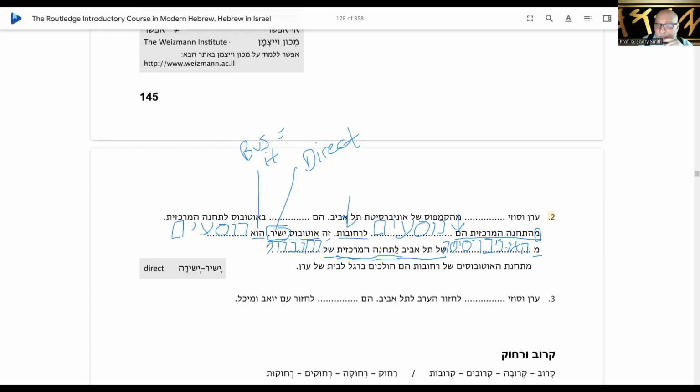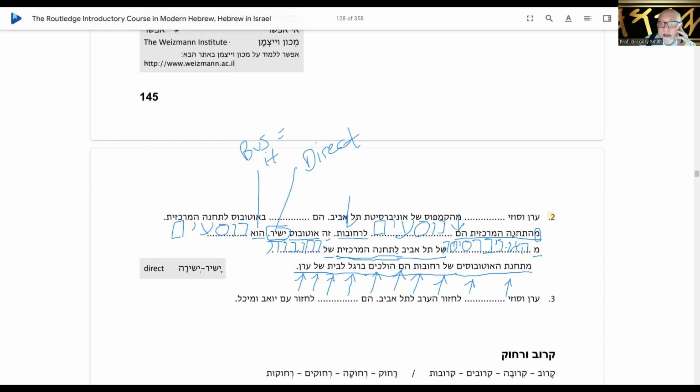Okay, so let's see what our answer key says here. Well, let's just finish this up here. Metakana, so from the central station of the buses, from the station Shel Rehovot, Hem Holchim, okay, Hem Holchim Baregel Lebet Shel Iran. Okay, so I think what's being said here is from the bus station belonging to Rehovot, they go, but it's by foot. It's not motorized conveyance. And how are they going? Baregel, on foot. They are walking by foot to Lebet. Now, I think this is probably Lebayit because it's not a noun plural. Lebayit Shel Iran. So, to the house belonging to Iran.